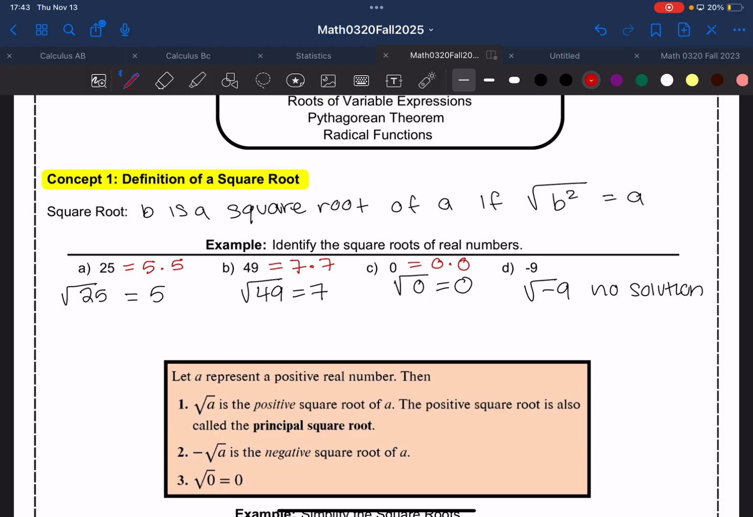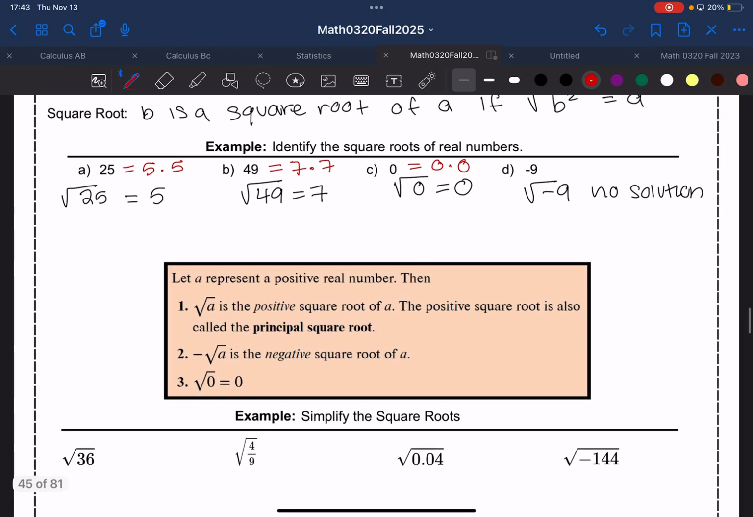So then it says more formal definitions of the square root. It says let a represent a positive real number, then the square root of a is the positive square root of a. All this means is if you take the square root of a positive number, you should get a positive number back. So square root of a positive number will give us a positive number. That's it. Okay. This is called a principal square root, which means when you think of square roots, you think of the principal square root. The most basic square roots that if you took that square root, you will get an answer.